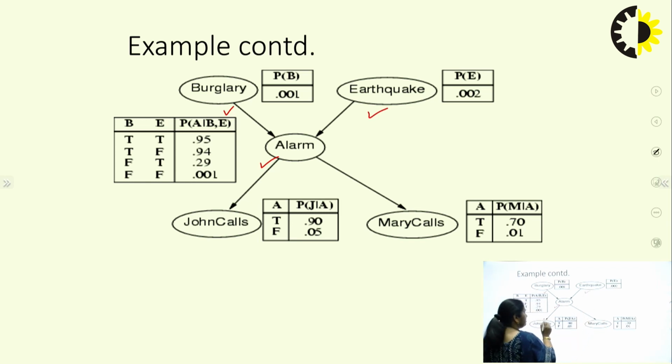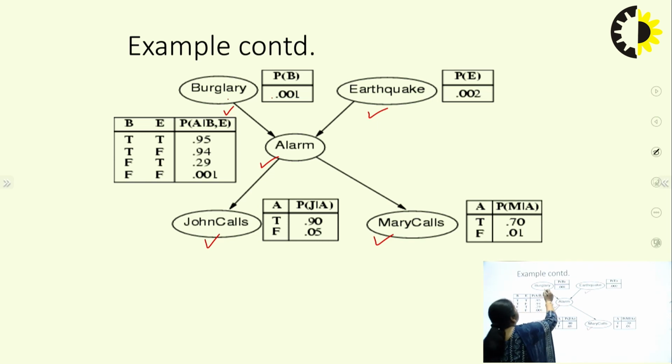What else do we have? Once alarm is there, then John calls as well as Mary calls. So burglary is causing alarm, minor earthquakes are causing alarm, alarm is causing Mary to call, and alarm is causing John to call. What is causing burglary to take place? Nothing. So that is the prior probability. There is no conditional table, no CPT, no parent node.